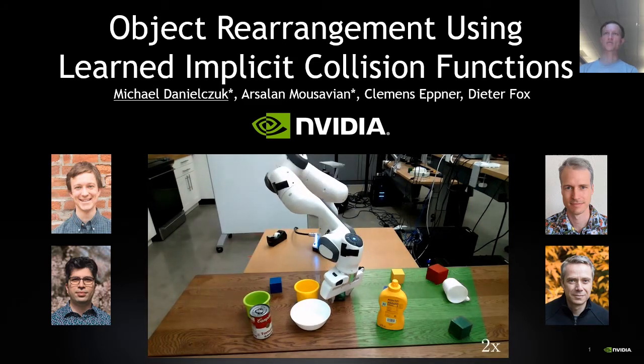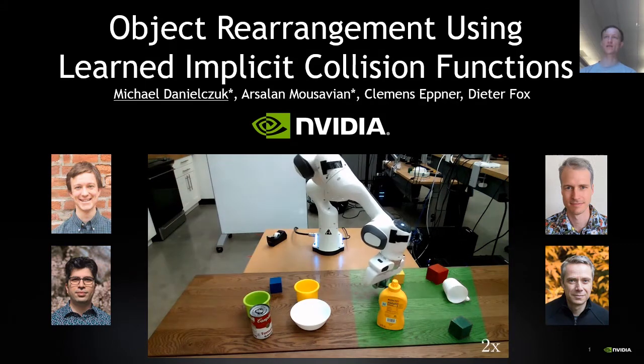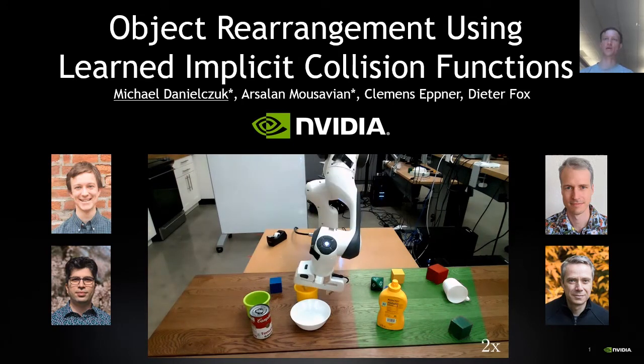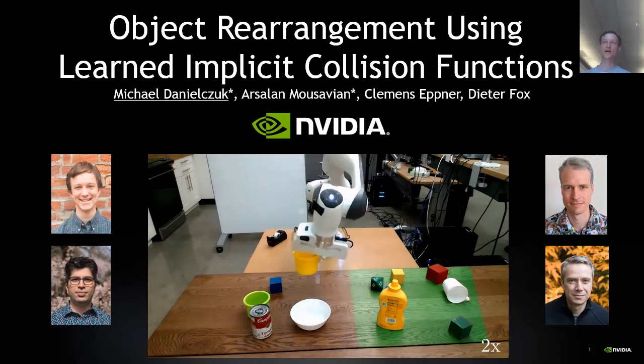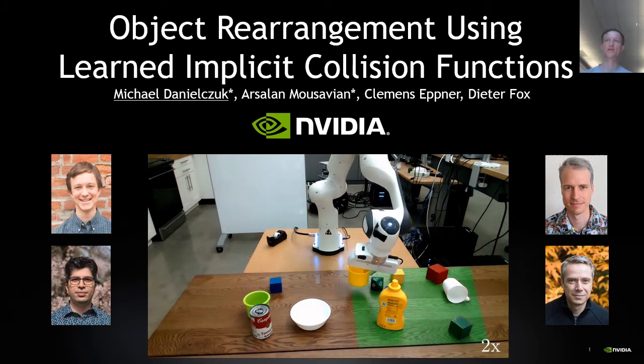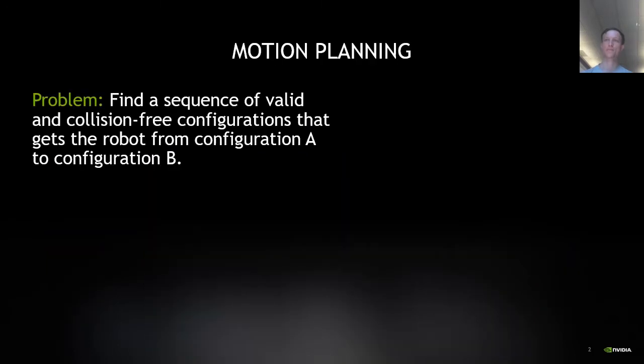Hi, my name is Mike Danielczuk, and I'm excited to present our work at NVIDIA's Seattle Robotics Lab on object rearrangement policies that make use of learned collision checkers between partial point cloud observations. When considering a task like the one shown here, where the robot must iteratively grasp, lift, and place objects into a specified zone, the robot must continually try to find a path to its current goal.